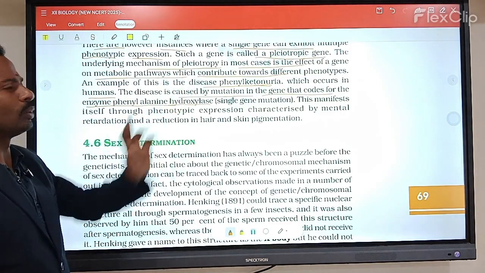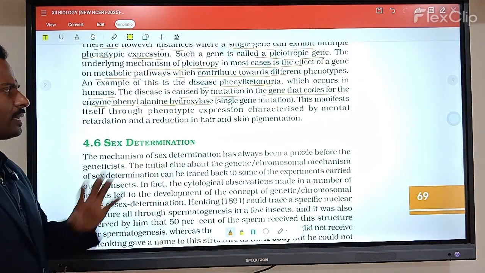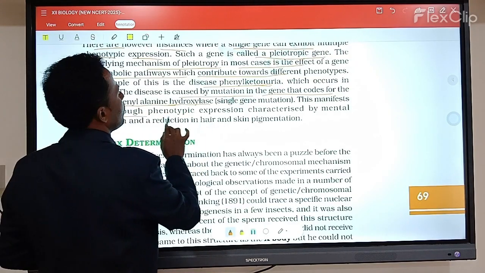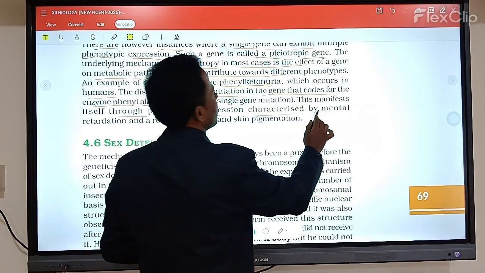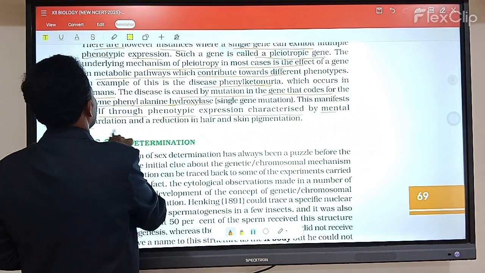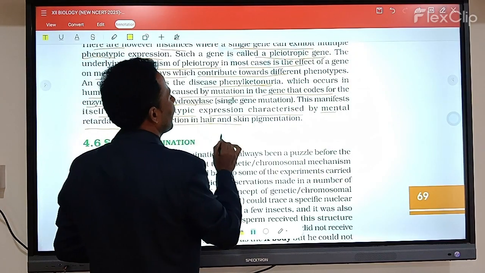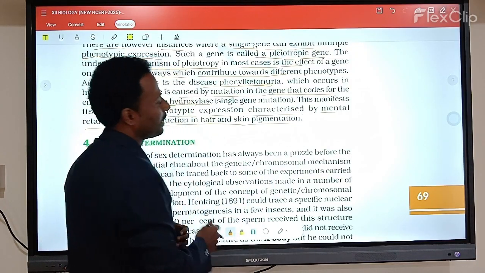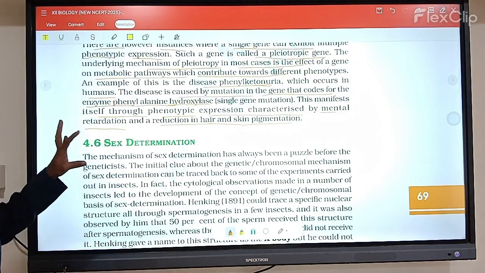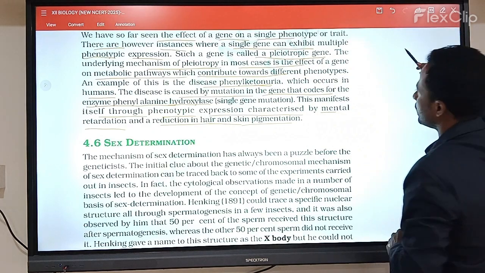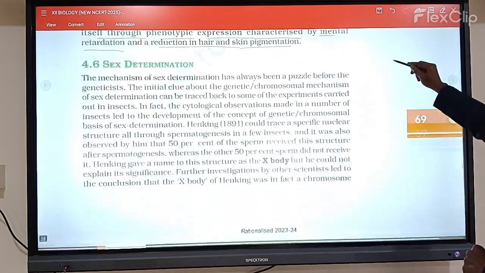It takes place in only one pleiotropic gene, and it manifests itself through phenotypic expression of characters: mental retardation and the reduction of hair and skin pigmentation. Here, hair and skin pigmentation reduction is caused by the pleiotropic gene.